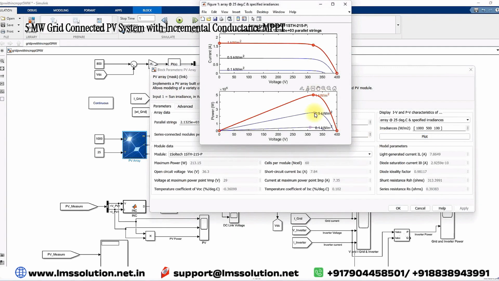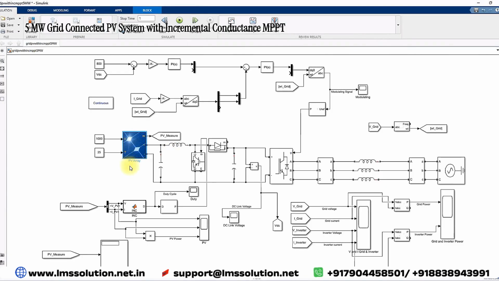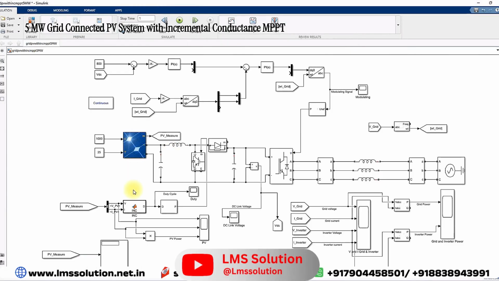For different irradiation conditions, you can see that it has different PV characteristics, and different peak powers with respect to that irradiation. This peak power should always be extracted in order to get the maximum power from the PV arrays. Then only you can utilize the maximum power of the PV. For that, we need an MPPT algorithm.